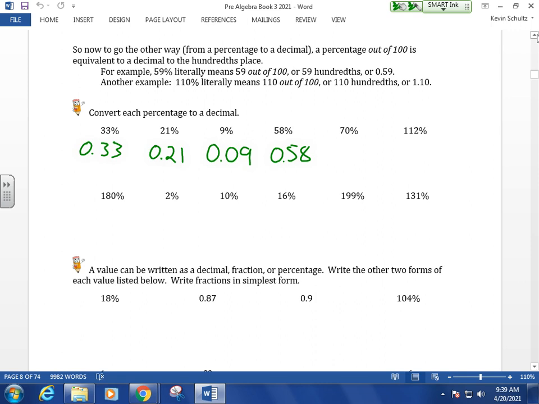70%. Alina? 0.7. If you want to put the 0 there, great. You don't have to, though. 0.7, 0.70, either one's fine. 112%. Annika? 1.12, right? We're greater than 100%, so we have to have that one whole there as well. Okay?